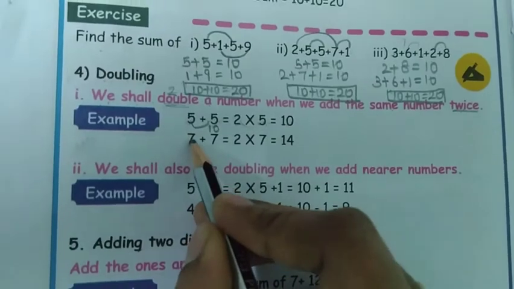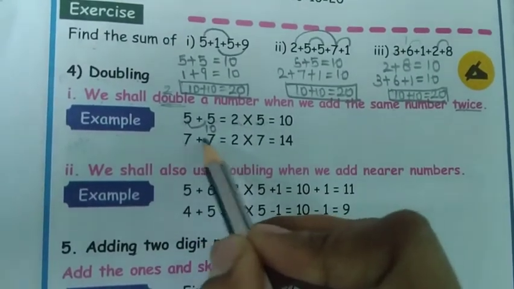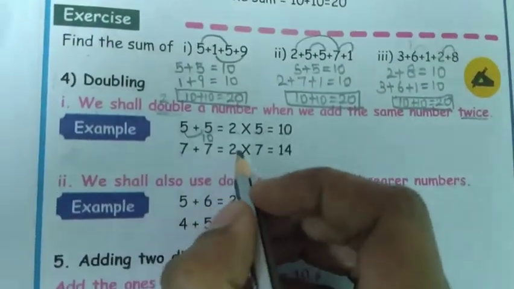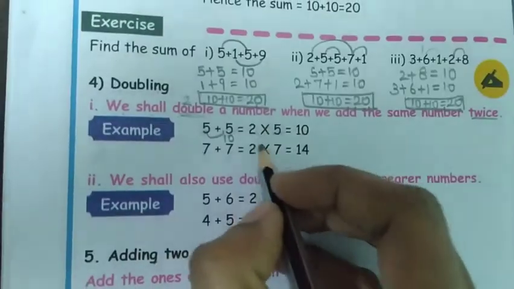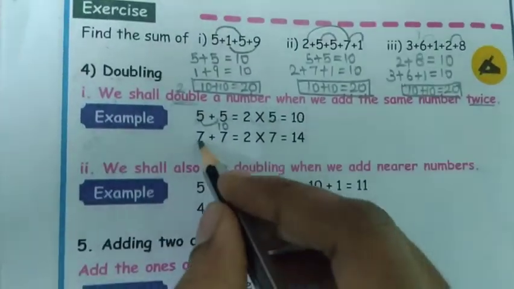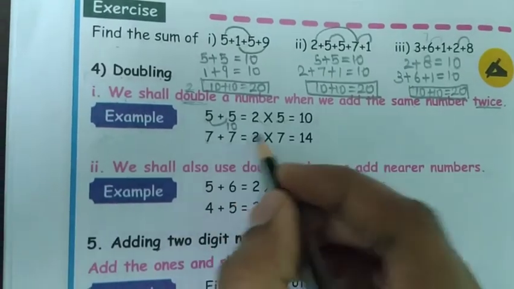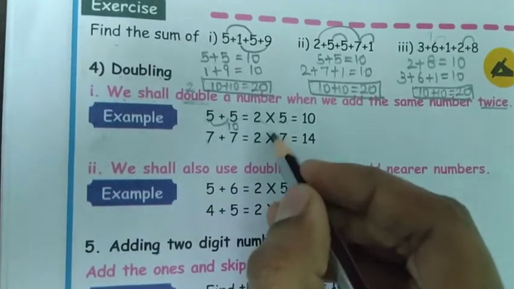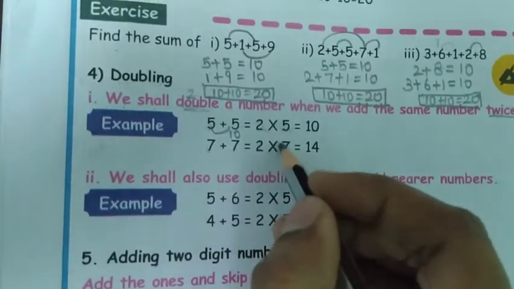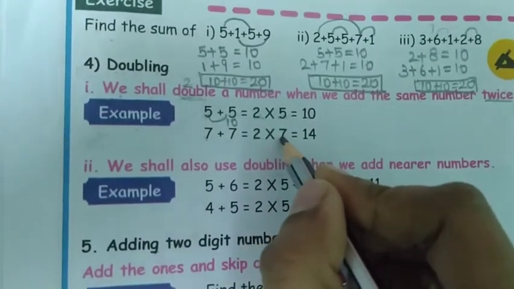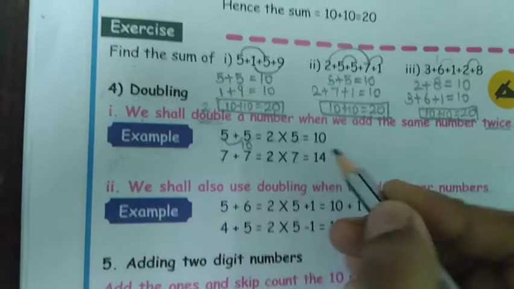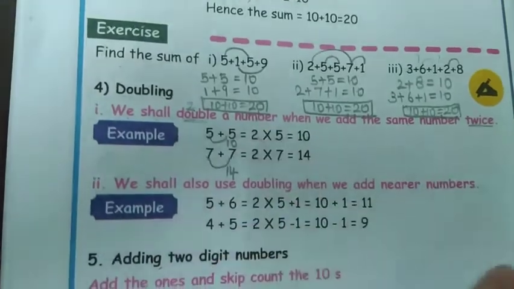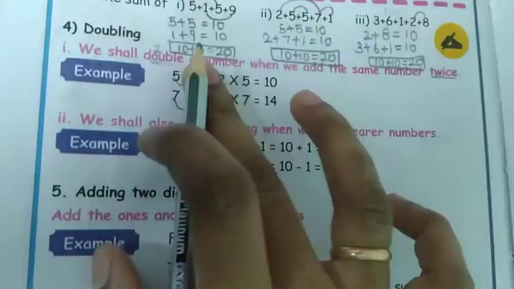Second question: 7 plus 7. Here also we are adding the same number 2 times. Now we do the doubling process. Doubling means what? Multiply by 2. How many times is the 7 given? 1, 2. So 2 times 7 is given. 2 multiplied by 7. 2 7s are what? 14. 7 plus 7 also what? 14 only. Both give the same answer.